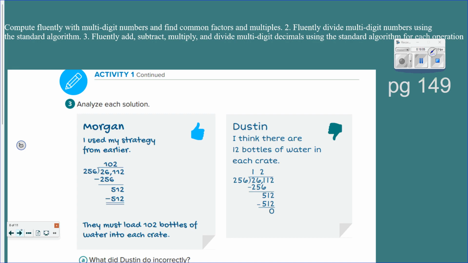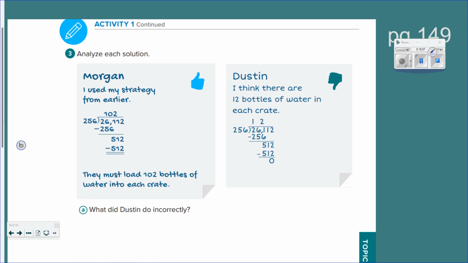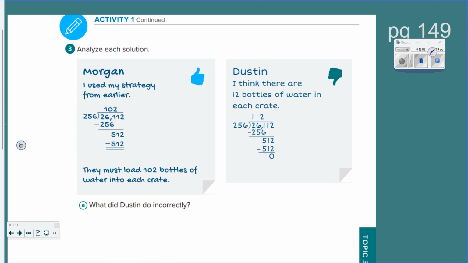Well, let's take a look. Morgan said she used her strategy from earlier. She took the 26,112 divided by 256. And I'll be honest, guys, they messed this up, so I'm going to have you fix it. What she did was say it didn't go into 20 at all, right? Won't go into 2. Won't go into 26, will it? No. But it goes into 261 one time.